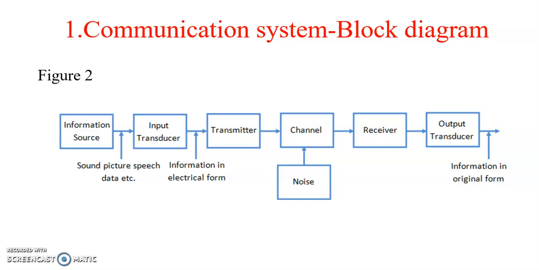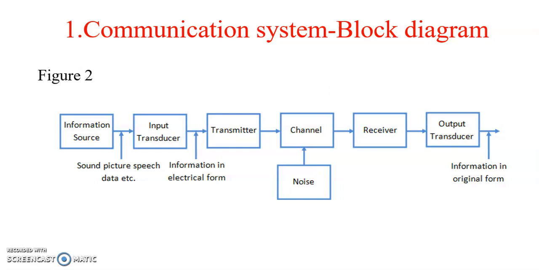These sources are non-electrical signals. So before any kind of electrical process, first this non-electrical signal is converted into an electrical signal. This is done using an input transducer. The input transducer will convert the non-electrical signal into an electrical signal. And the next one is the transmitter. This transmitter will transmit our message signal to the receiver. Before transmitting, the transmitter will modulate our message signal so that we can transmit to long distance receivers.